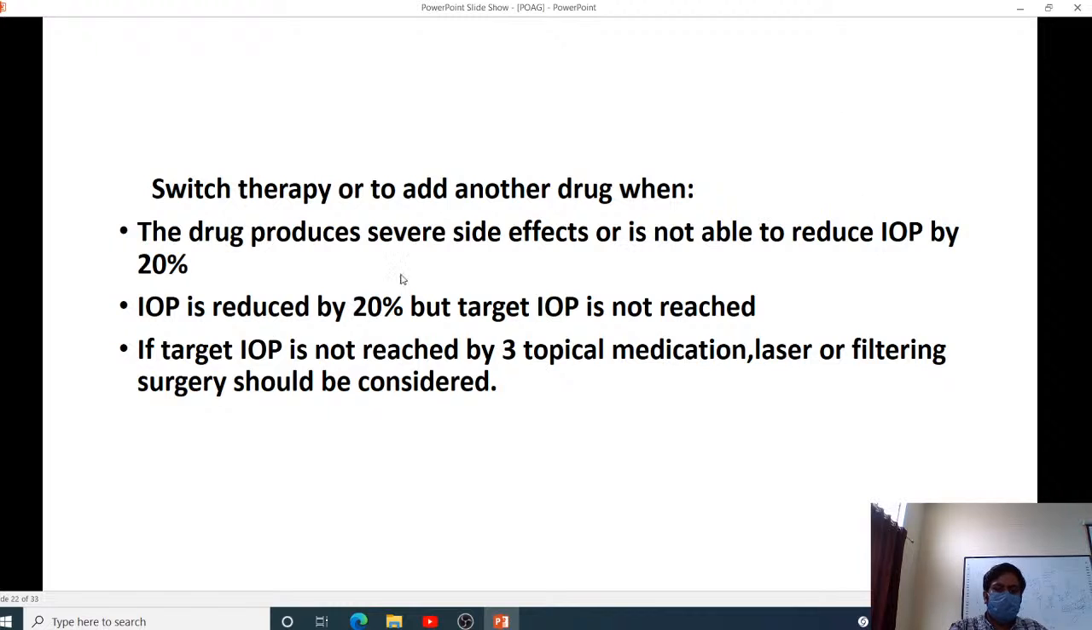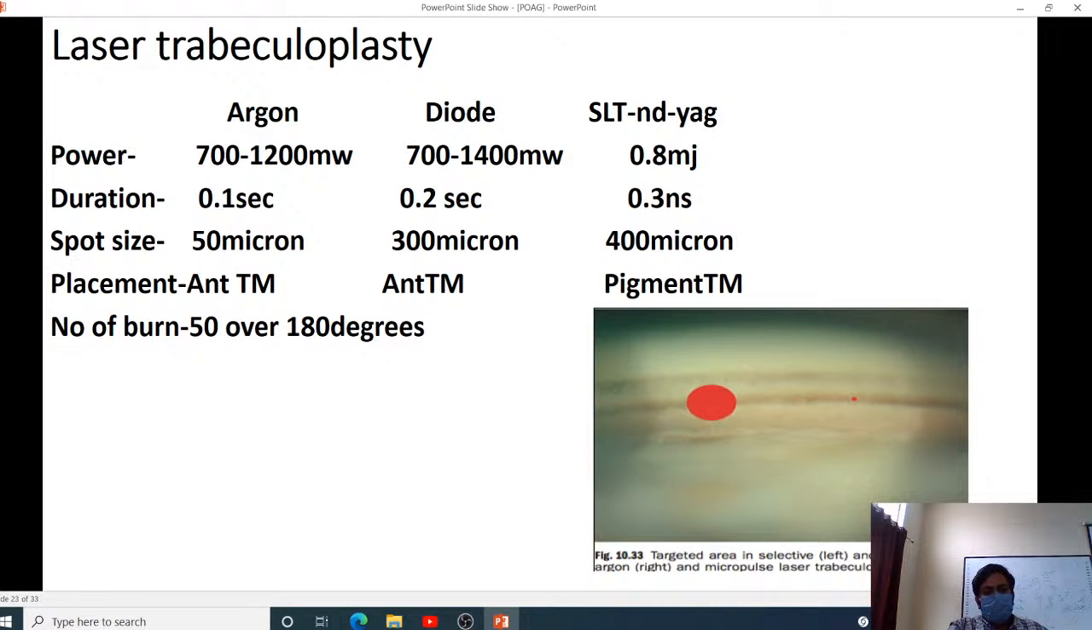Okay, so the maximum tolerable therapy is 3 topical medications. If they are also not decreasing IOP, then we have to go ahead with surgery. Now, what is laser trabeculoplasty?